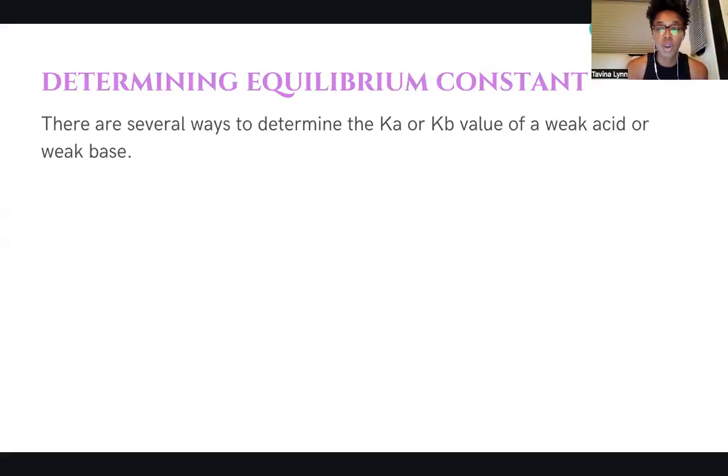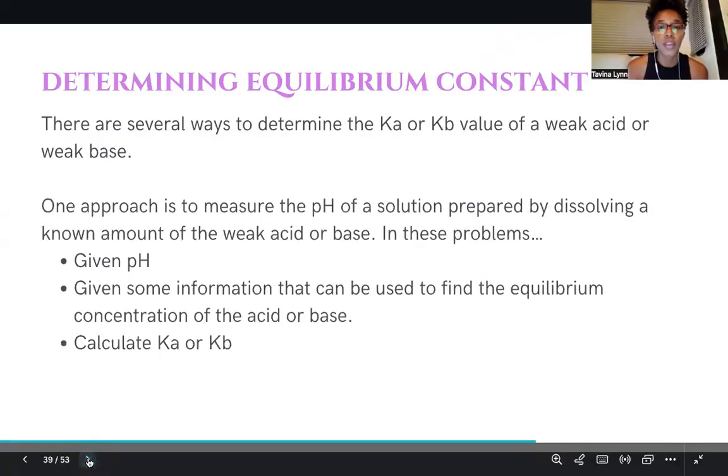I want to talk about how we can determine or calculate the equilibrium constant for a weak acid or a weak base. So there's several ways that we can do this. One approach is we can dissolve a known amount of weak acid or base, and we could measure their pH.